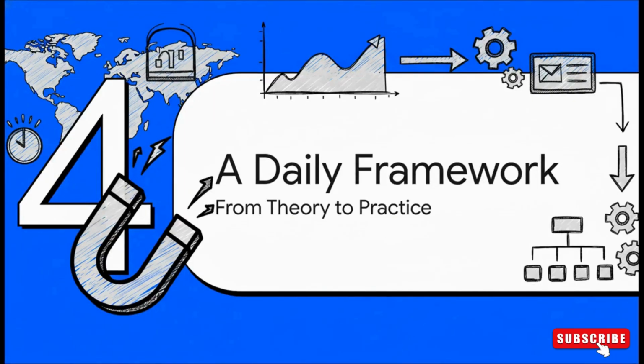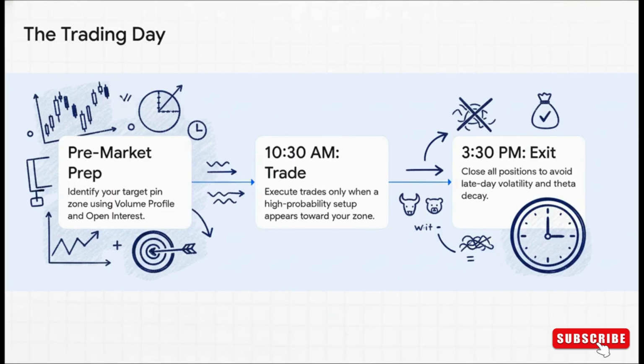Okay, so we've got our map, the volume profile, we've got our magnet, the gamma pin. That's all great theory, but theory doesn't make you money, a plan does. So now let's put it all together into a simple daily framework that you can actually use every single morning. So we're going to break the trading day into 3 simple phases. Phase 1, pre-market analysis. This is your homework time. Before the bell rings, you find yesterday's POC, you identify today's high open interest strike, and you mark your potential pin zone on your chart.